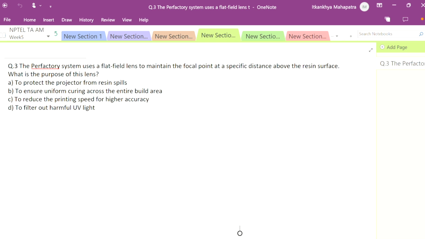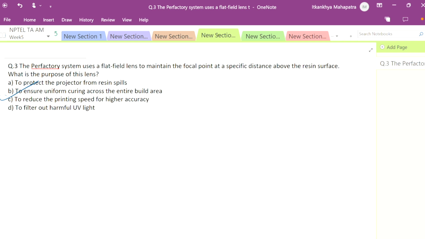Okay. So, as we discussed, in the perfector system, the flat field lens serves the purpose of ensuring uniform curing of the resin across the entire build area. So the correct option is to ensure uniform curing across the entire build area. Now, like we discussed, when using a DLP in a 3D printing system, the light emitted from the projector needs to be focused onto the resin surface in a consistent manner to achieve uniform and accurate curing. A flat field lens is used to maintain a specific focal point at a set distance above the resin surface.